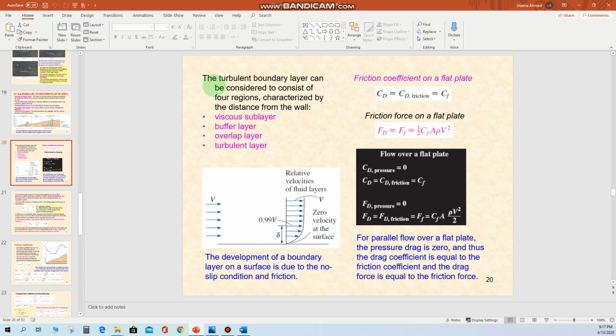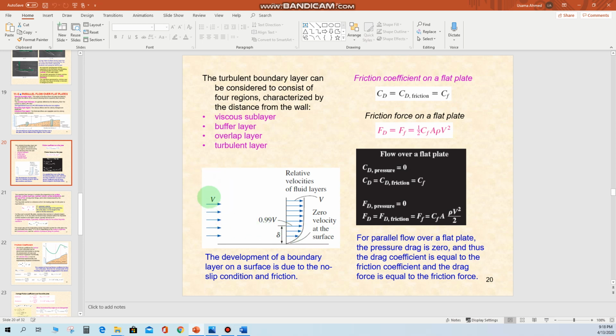Now again, the turbulent boundary layer can be considered to consist of 4 regions characterized by the distance from the wall. Okay, the layer that is in contact with the flat plate is called the viscous sublayer. The next layer is the buffer layer, the next is the overlap, and the last one is the turbulent layer. Okay, now here you can see the concept of the free stream velocity also, and how we can get the value for the boundary layer thickness.